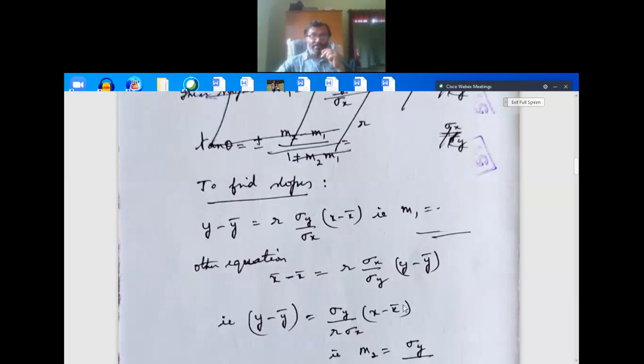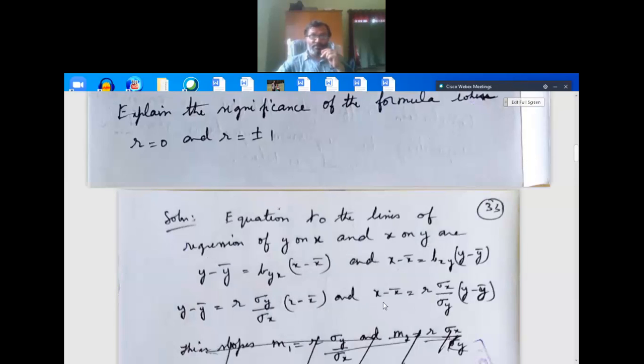Now we take the other equation, x on y. We take the equation of x on y and see what happens. Again, same thing. Here you can see that x minus x bar is equal to bxy into y minus y bar.